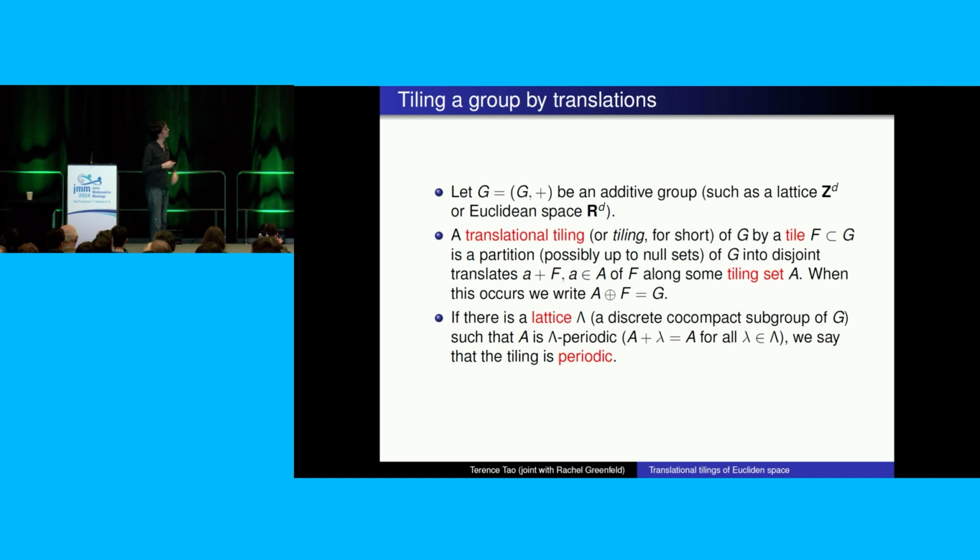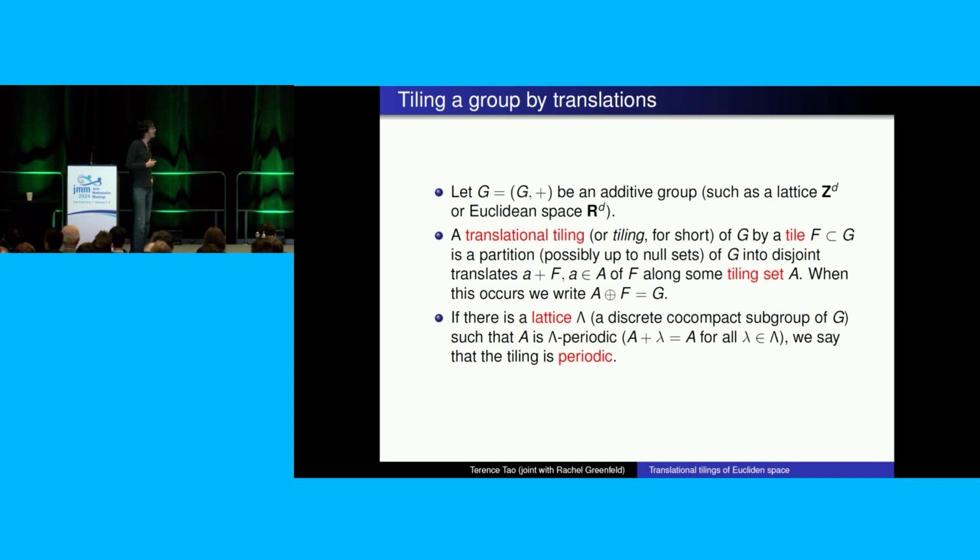The set of translates we normally call A, and that's the tiling set. And if the translates of F by A partition G, we say that A direct sum F equals G. And so we're basically interested in solving this equation for which A and F is it true that A plus F equals G. Seems like a very simple, innocuous equation.